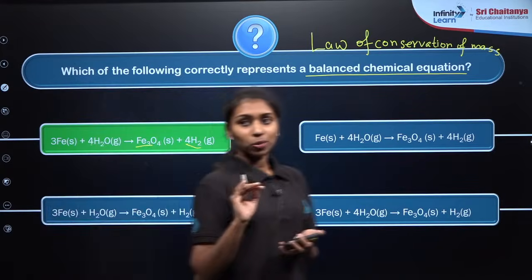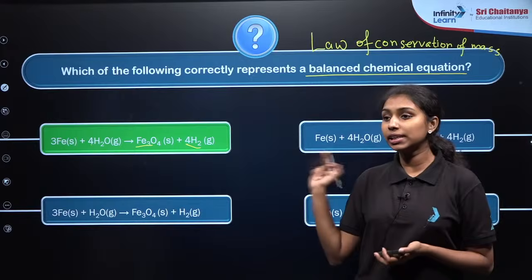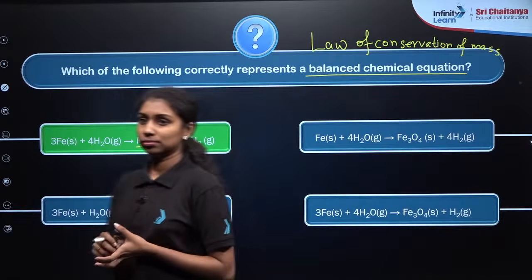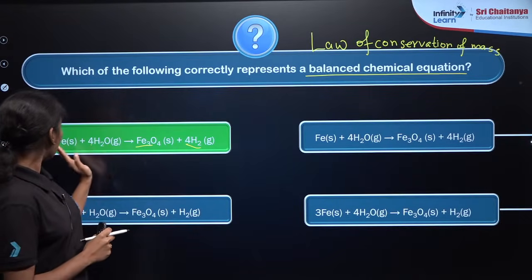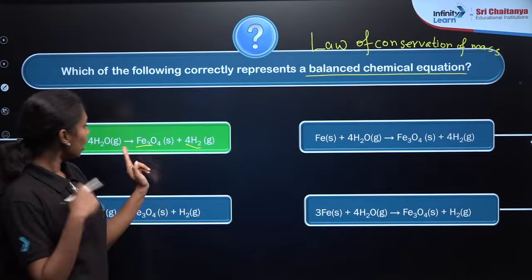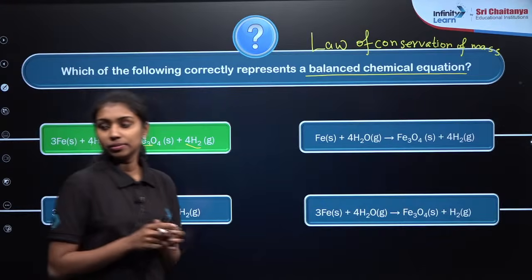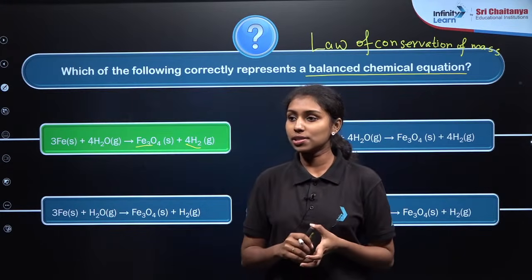Durgesh, this is not about both reactants and products being equal. The mass of the reactants and products are equal. Because the reactants are iron and water, right? But the products are iron oxide and hydrogen. Okay, I hope you understand.